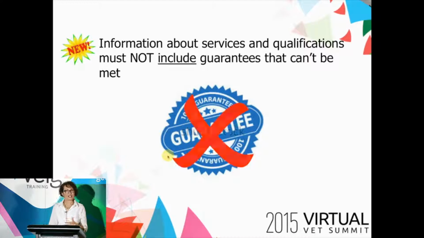This standard also tells us what we perhaps shouldn't do. And I say perhaps because, again, it's going to be contextually appropriate to your RTO. If you can make a guarantee, because in your RTO you can keep that guarantee, or you actually can make a guarantee about something, then fine. But don't make guarantees that you can't meet.